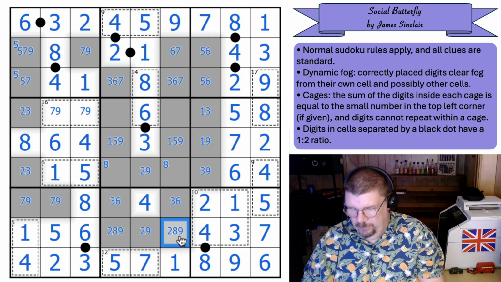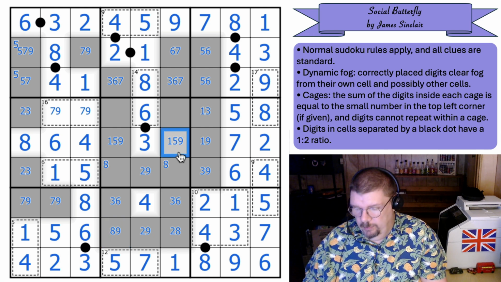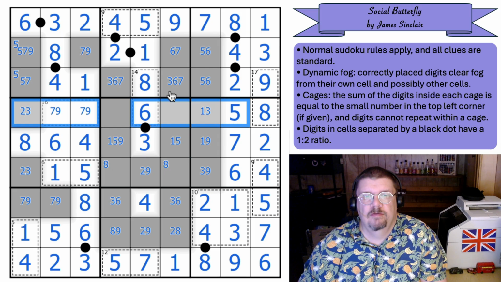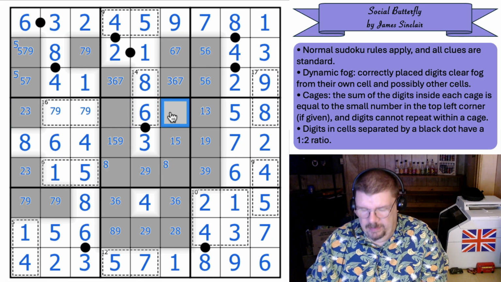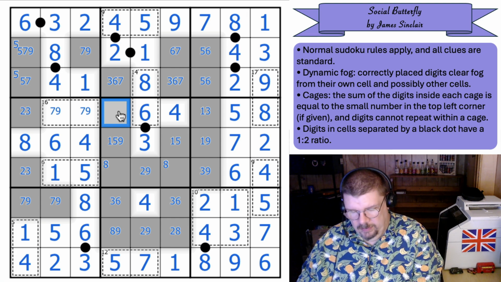This 9 removes a 9 from there. We get to remove a 2 from here. We remove a 9 from there. Four in this row. Oh, in this row. Can't go here, must go here. This is now a 1, 2, or a 3, but is not a 2. So that is a 1 or a 3.